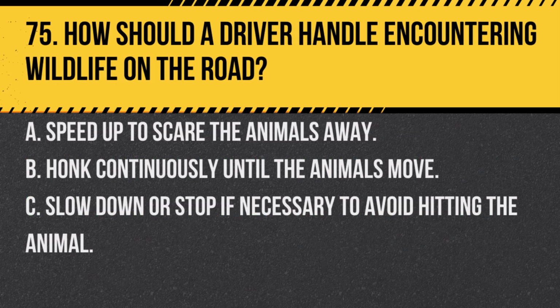Question 75. How should a driver handle encountering wildlife on the road? A. Speed up to scare the animals away. B. Honk continuously until the animals move. C. Slow down or stop if necessary to avoid hitting the animal. Answer C. Slow down or stop if necessary to avoid hitting the animal. This is the safest course of action to prevent accidents and harm to wildlife.